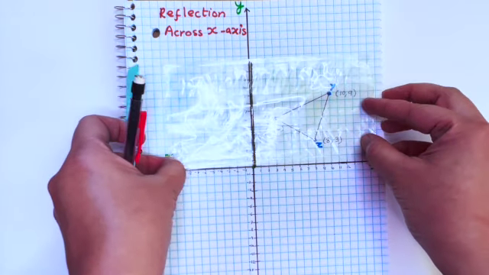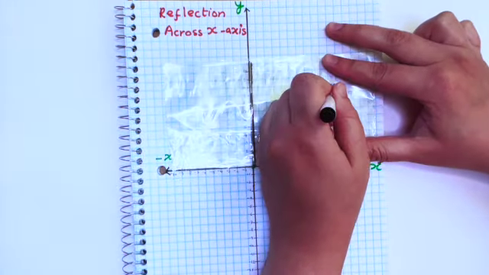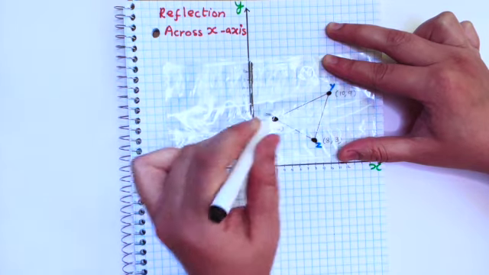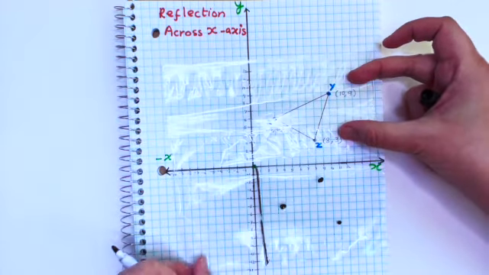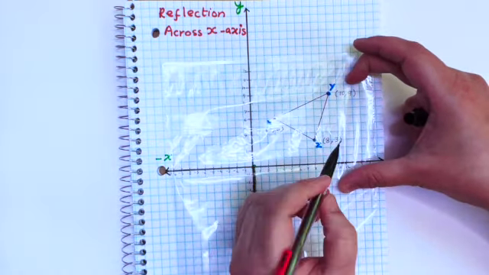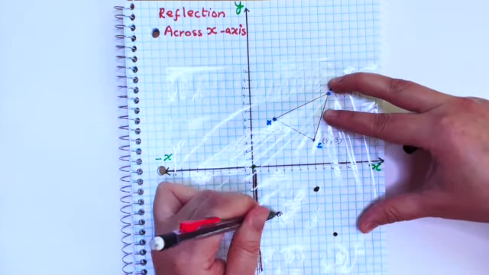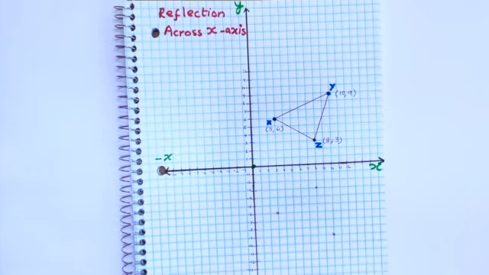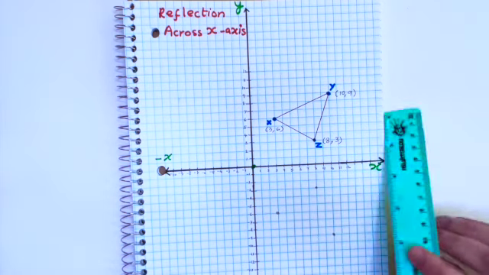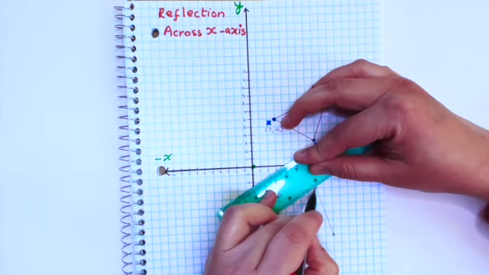To draw the reflection on paper, I'm going to use tracing paper, or you can use any transparent sheet, or just cut a Ziploc bag and use it, and plot the points on top of the pre-image, and flip the tracing paper. So in this case, I'm reflecting it across the x-axis, so I just flipped it down and plotted the points, and using those points, now I'm going to connect the dots to make the triangle.